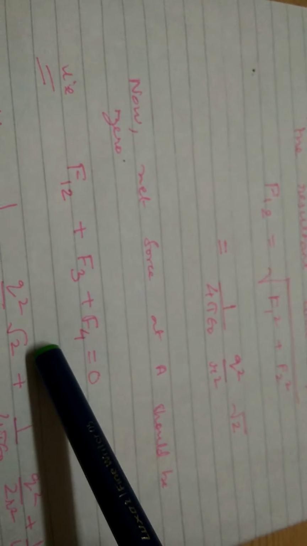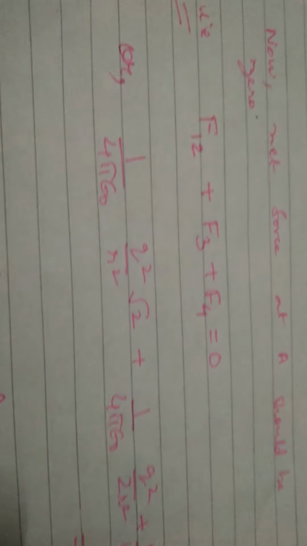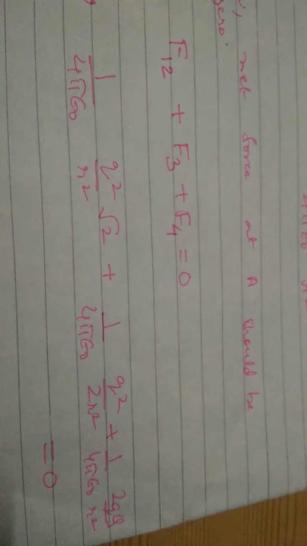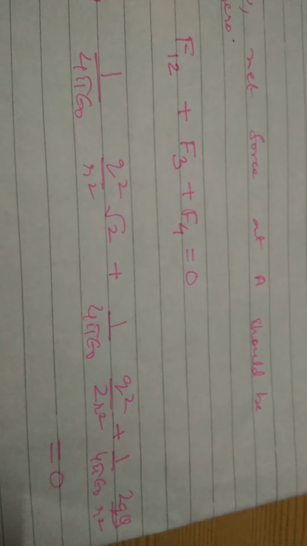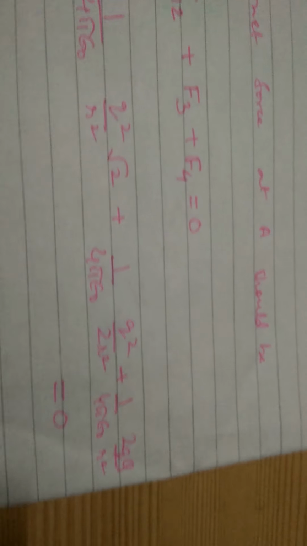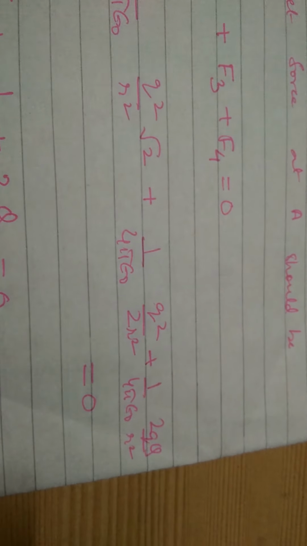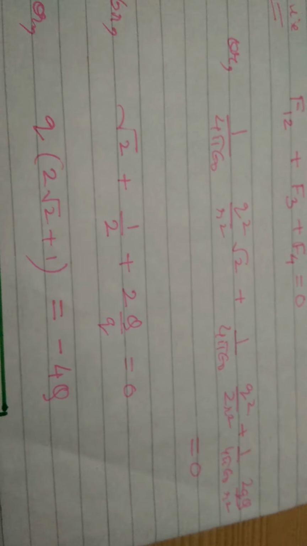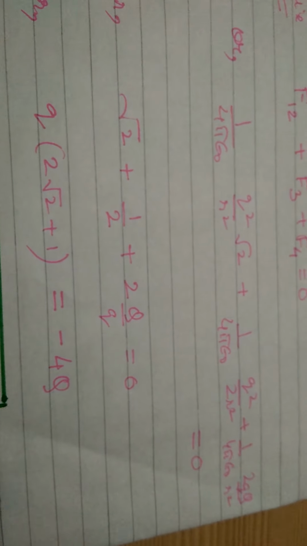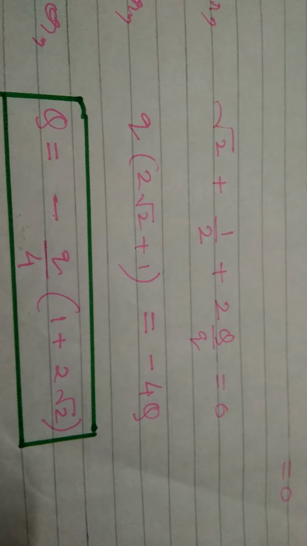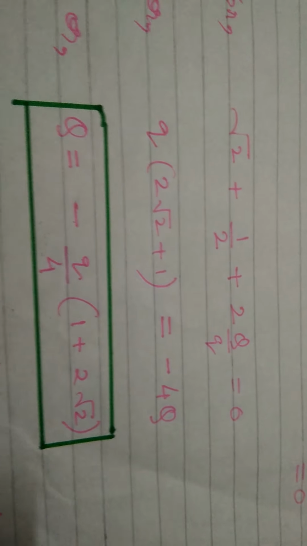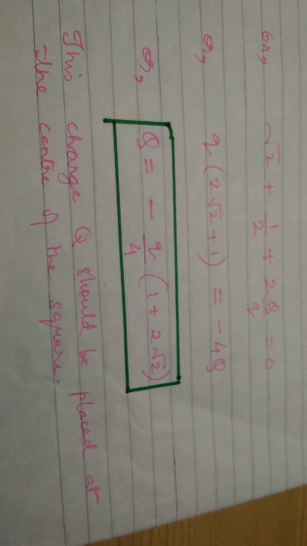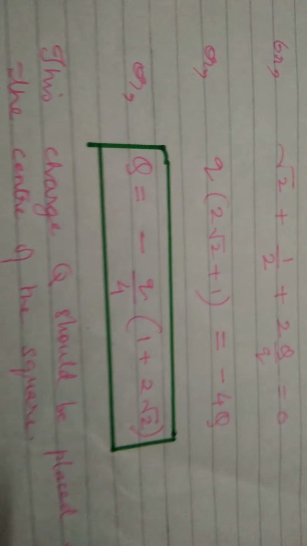Now we can find the net force. So net force F12 plus F3 plus F4 should be equal to 0. So we write all the values which we got. F12 which we got just now, resultant of F1 and F2, F3, F4, and equate it to 0. When we solve this equation, this is the final term we get. So this charge Q should be placed at the center of the square, this.